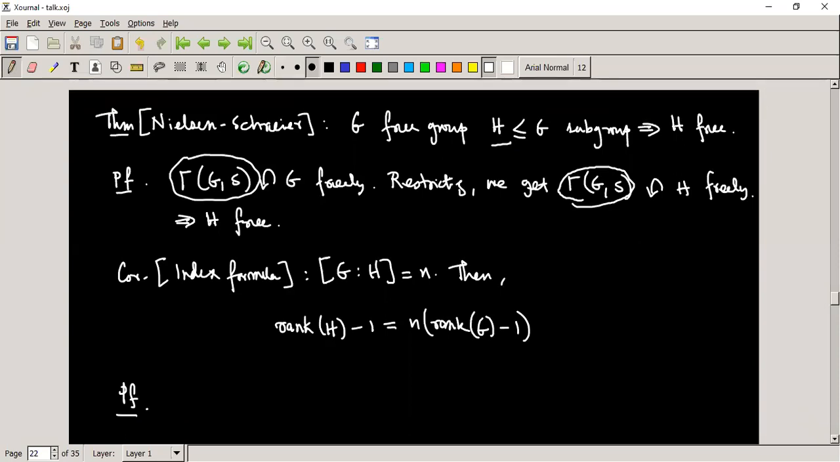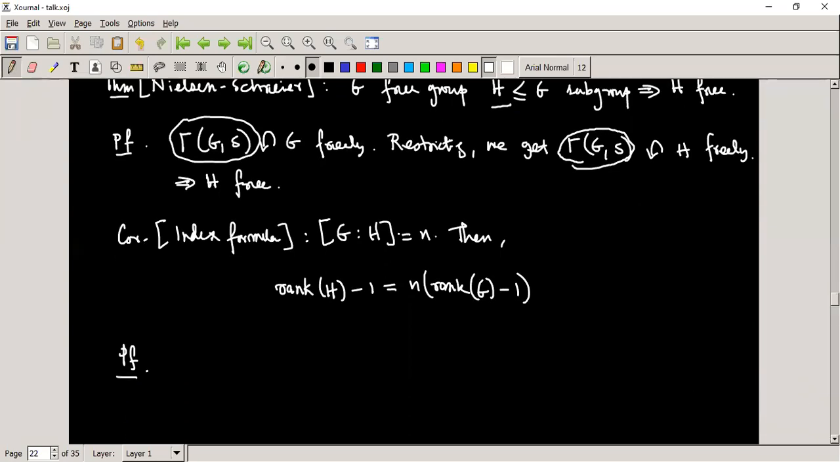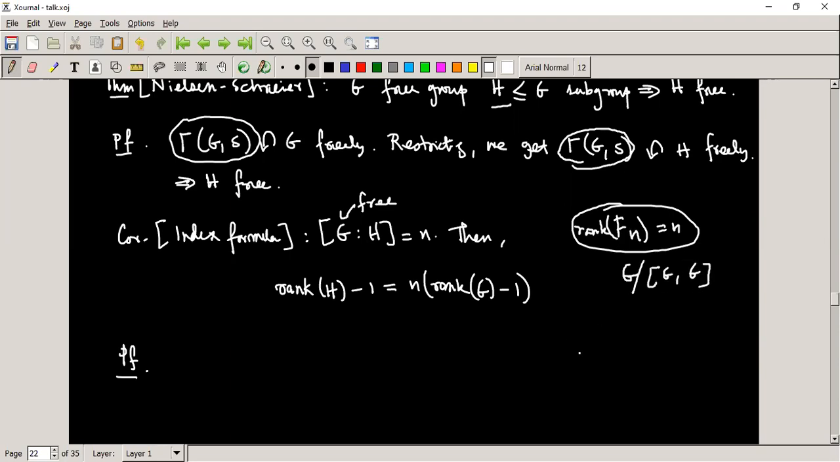And an important corollary is this index formula. If you have a subgroup H of G, which is of index n, and G is free here, then the rank of H minus one is equal to n times the rank of G minus one. What is rank? A free group on n elements has rank n. That's the definition. You can define it in many ways. For example, you can abelianize the group, look at G over [G,G], and take its dimension over Z. That's the rank. So the rank of H minus one equals n times the rank of G minus one.